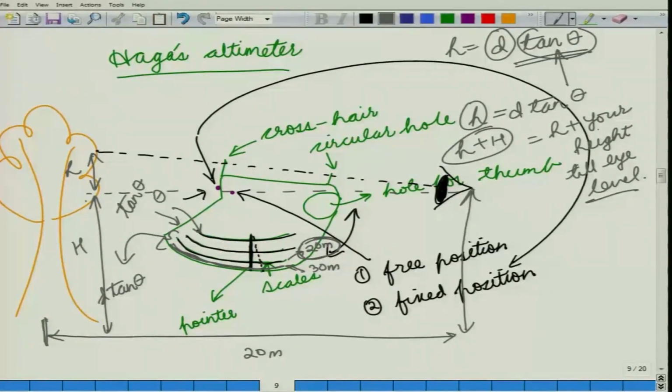So, today we looked at how to measure the angles using a protractor, using an altimeter, and how to get the height of a tree from these angular measurements.